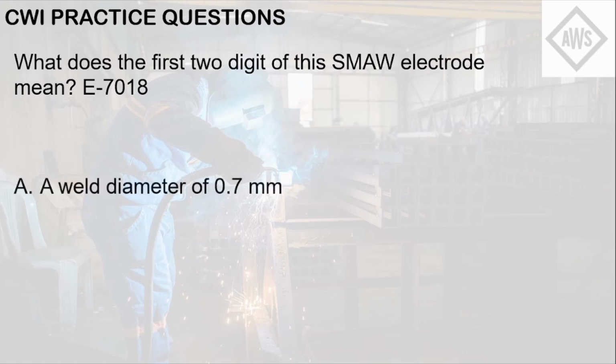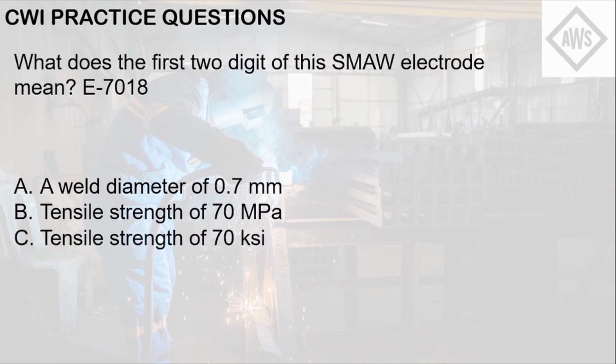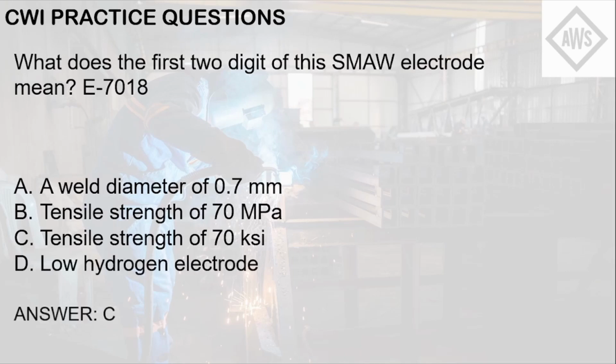E7018. A weld diameter of 0.7 mm, tensile strength of 70 MPa, tensile strength of 70 KSI. Letter D, low hydrogen electrode. The answer here is letter C.